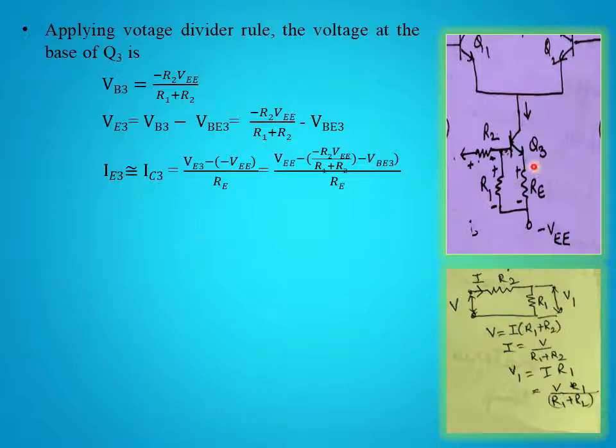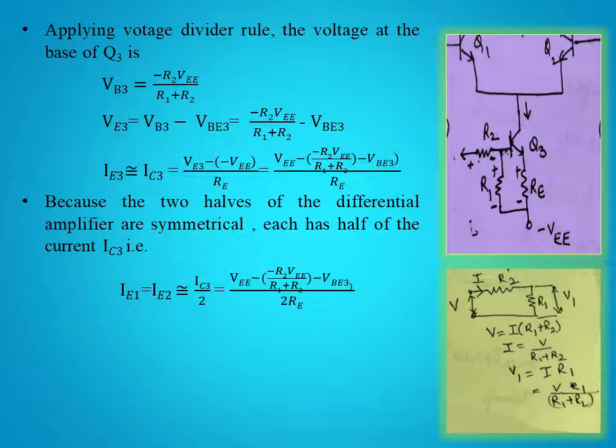Now this emitter current is assumed approximately equal to the collector current of Q3, that is the current that we are required to calculate. This current is applied to the differential amplifier. Because the two halves of the differential amplifier are symmetrical, each has half of the current. So the current supplied to the two emitters, IE1 equal to IE2, will be approximately equal to IC3 upon 2. So this is the current supplied to both the symmetrical stages of the differential amplifier.